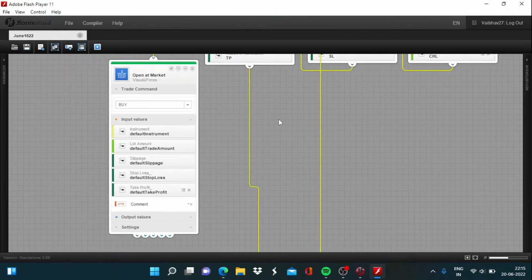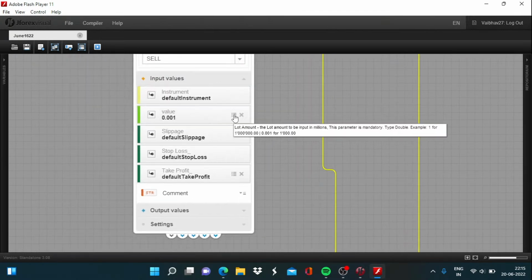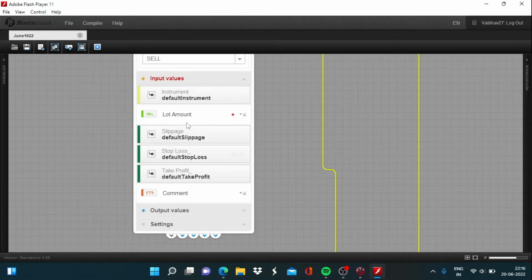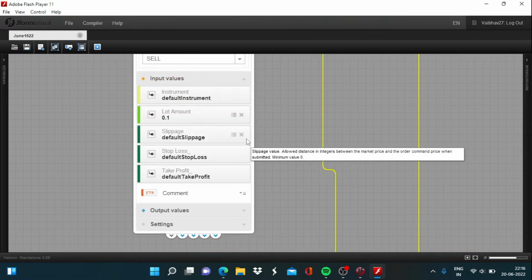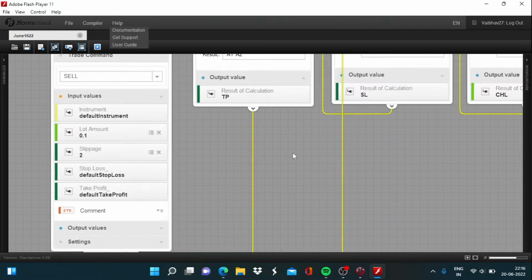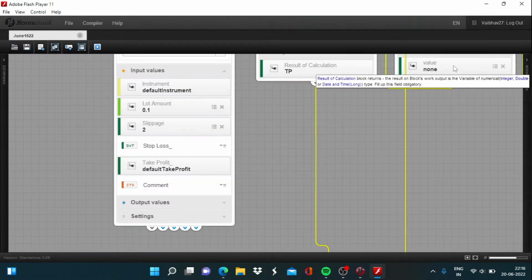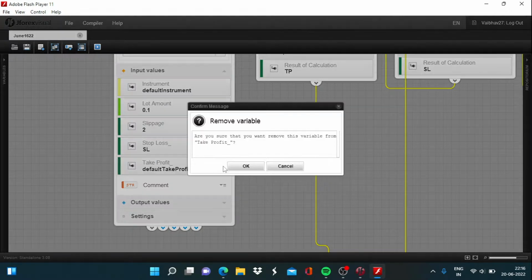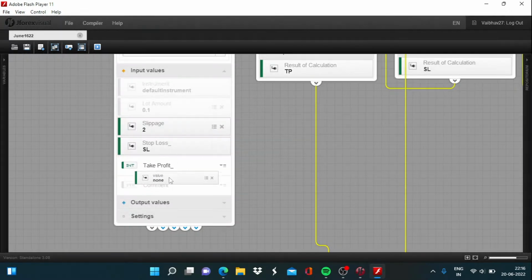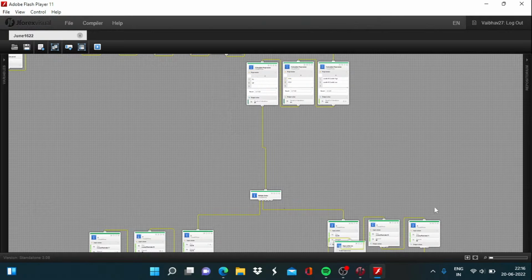It should be a sale trade, so this command needs to be of sale. Default instrument remains as it is. Trade amount I will change to 0.1 million. Slippage 2 pips is going to be fine, and stop loss and take profit levels we will take as per priorly defined variables. The stop loss is going to be equal to the difference between the last hour's candle high and low, and take profit will be equal to twice of that. We had defined both these variables last time around, so we are going to use them as they are. So with this, the formation is complete.